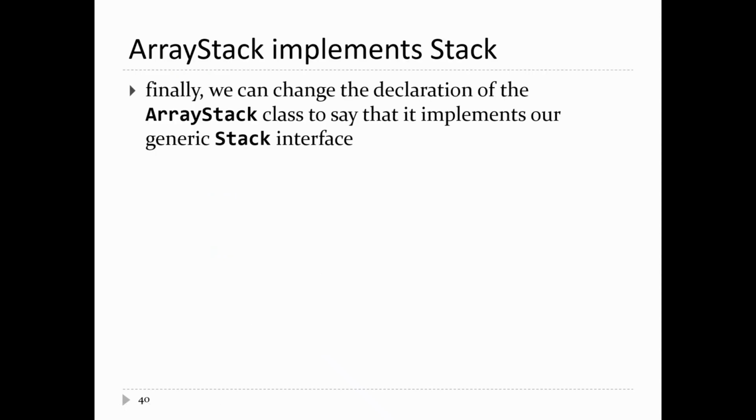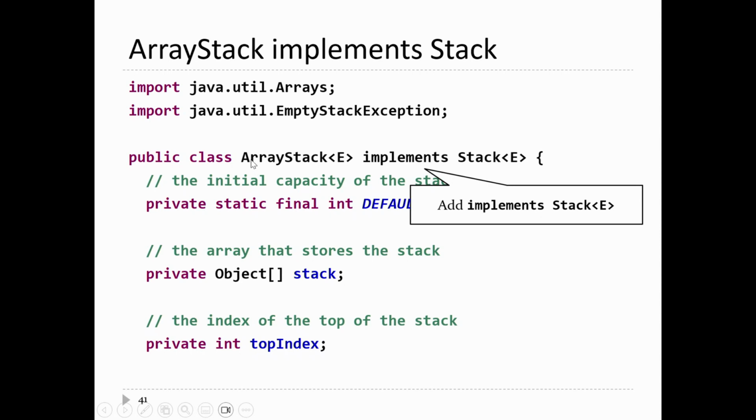Finally, one more thing we can do. We take our generic array stack class and now say that it implements our generic interface. So there's our array stack class. It's generic, and it implements our generic interface now. So it implements Stack E. In this particular case, it's important that these two names be the same. Our interface is an interface for a stack of an element type E. This E here has to match that E there.